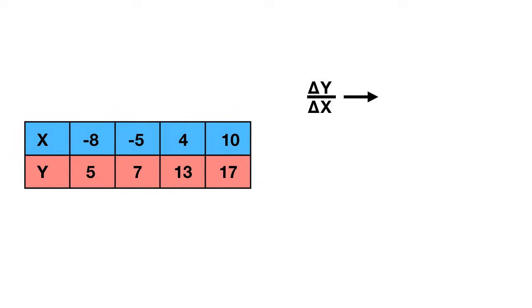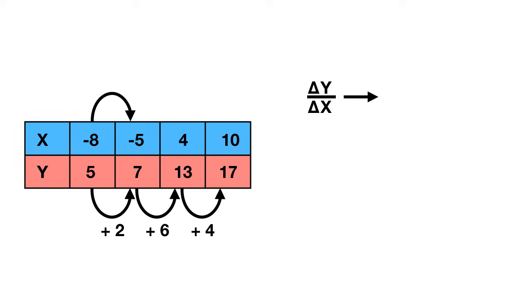But this time, when we move from 5 to 7, what's happening? We're going up by 2. But when we move from 7 to 13, we go up by 6. And when we move from 13 to 17, we go up by 4. So we can't tell what our change in y is. It's changing each time.